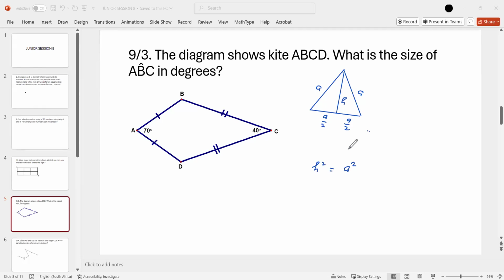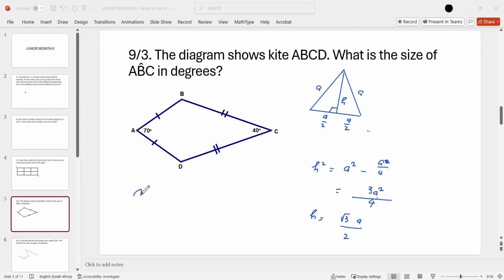h squared, using Pythagoras, minus the square of this, which is a²/4. So you can simplify this: you can put it over the common denominator 4, and you have 4a² minus a² gives you 3a². Right, so that's your h². So h is the square root of this. So you get the square root of 3, the square root of a² is a, the square root of 4 is 2.